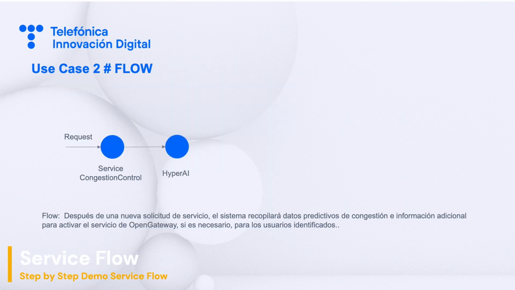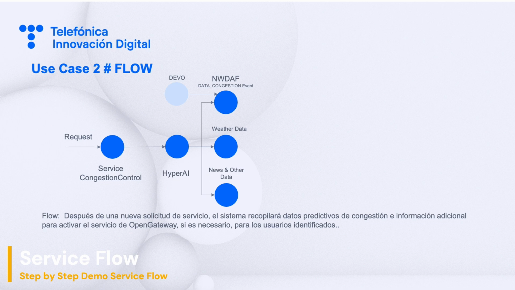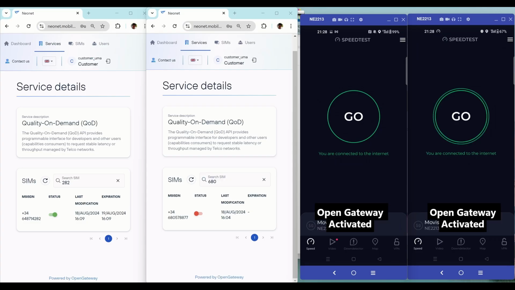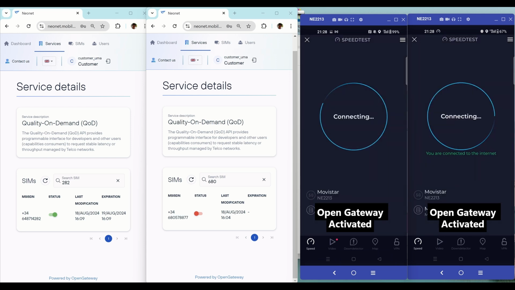If we revisit the flow as a recap, we see that through HyperAI, network information and data are obtained and used to define the decision that should be applied to the network. In this case, once an alert scenario related to congestion is identified, the service will make a request to Open Gateway to enhance the user experience in the area. As a result, these users experience an improved service, seamlessly and transparently.